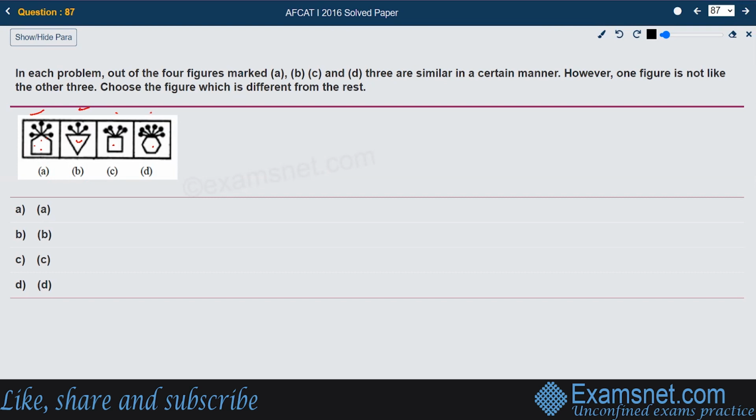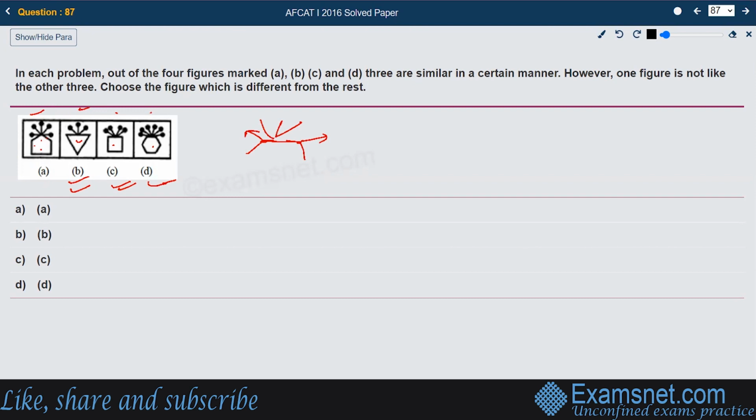But what is happening is, if you have a closer look at figures B, C, and D, all these pins are connected to the sides. This is called a side, and these are called the vertices. In all of the figures B, C, and D, the pins are connected to the sides.